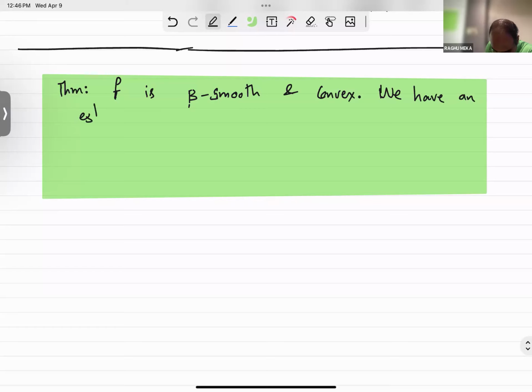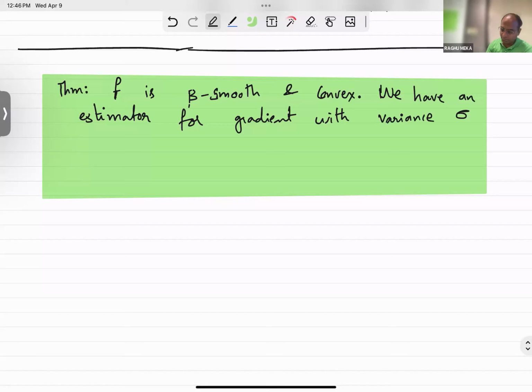And what we will show is the following. So if I have a function which is beta smooth, a nice class of functions, and convex, and suppose we have an estimator for gradients with variance at most sigma square. Okay.